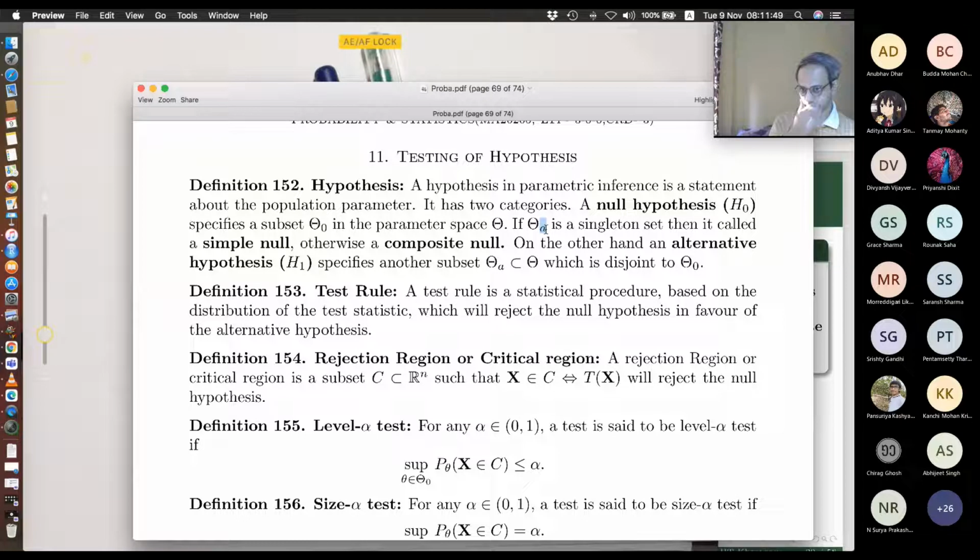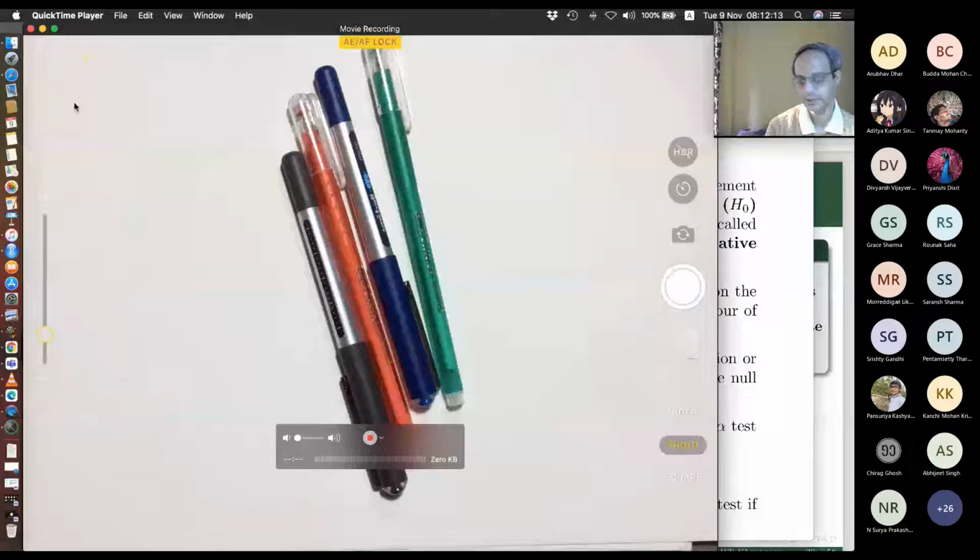Yeah. Then it is called simple null. And if theta A is a singleton, then it is called a simple alternative. Okay, so let us at least give one example here.